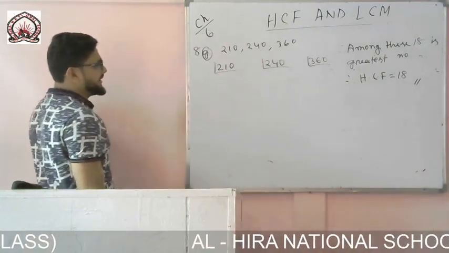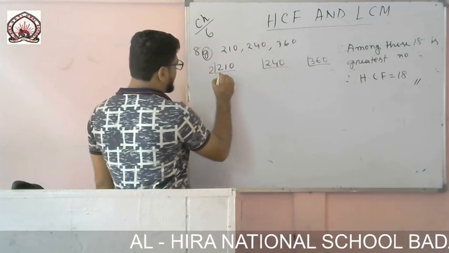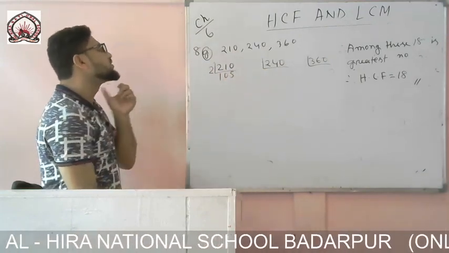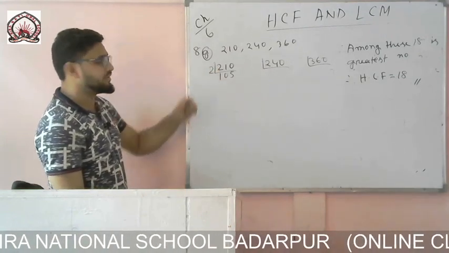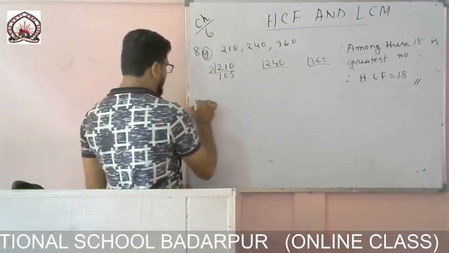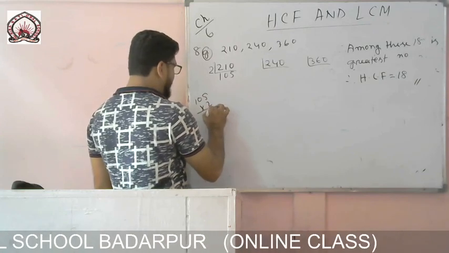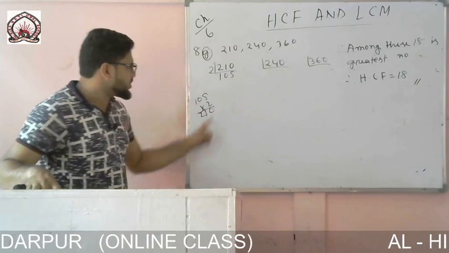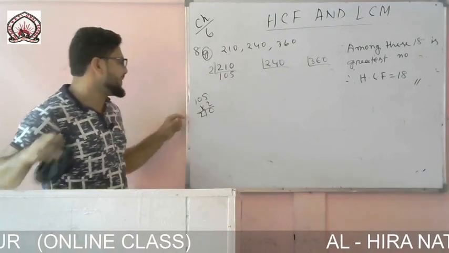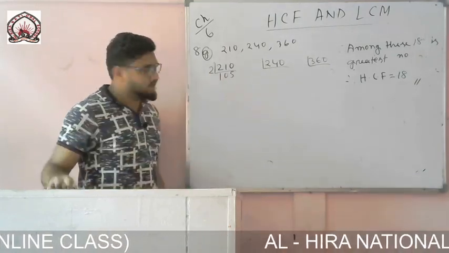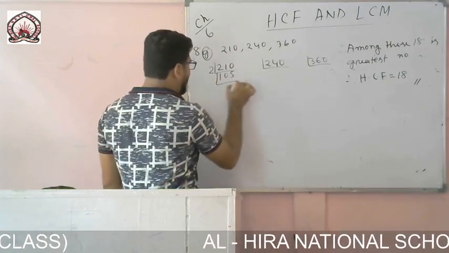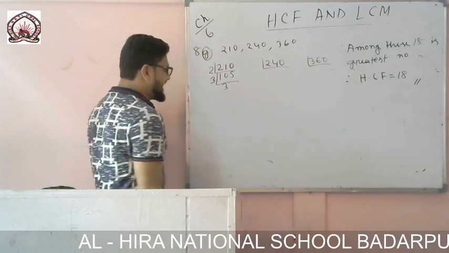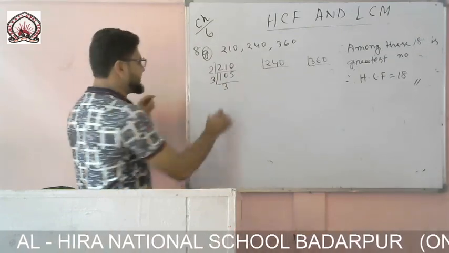So 210 with 2. 2 1s are 2, 2 5s are 10. Okay, so 1 0, because we cannot divide 1, so we give 0. 105 into 2, you can check. 5 2s are 10, 2 0s are 0, 2 1s are 2. Why did I put 0? Because I cannot divide 1. So now 105. Again, with 3 I can divide. 3 3s are 9, remain 5. 3 5s are 15.